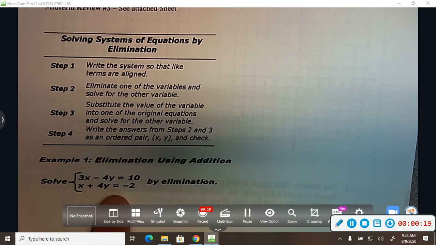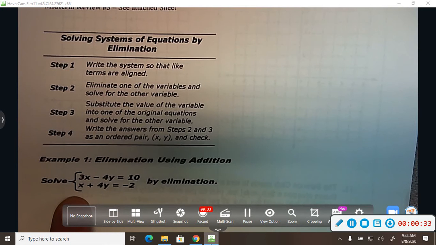Step 2, you need to decide which variable you want to eliminate, the x's or the y's. And then you'll find next week we're going to throw in another letter, z. So which one do you want to eliminate? You get that choice. Step 3, once you solve it, say you solve for y, then you just plug y in to find the x. Okay? And then you write your answer as an ordered pair.